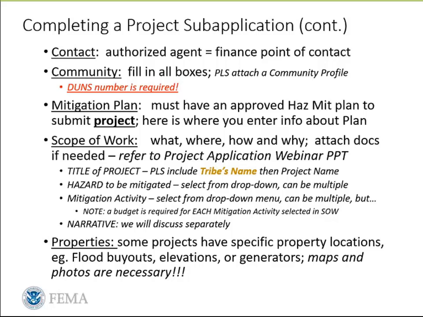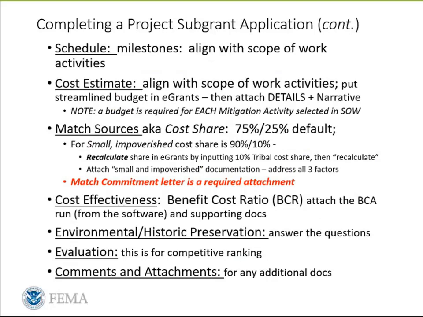Okay, next slide, please. Then we have what we used to call a work schedule, which really is a work schedule. It's milestones for completion of the project, various tasks that need to be done to implement the scope of work activities. And then the next section is cost estimate. That, again, aligns with the scope of work activities. We put a streamlined budget in eGrants. Then we attach the detailed budget. We attach detailed budget documentation, and we attach a budget narrative. Okay? We'll talk about that some more, too.